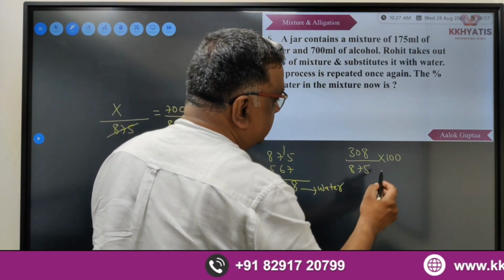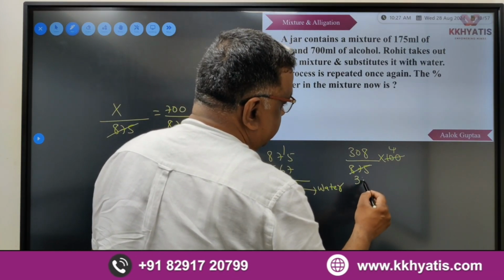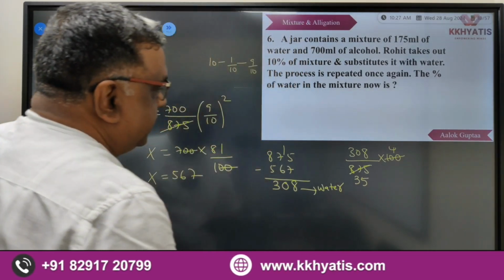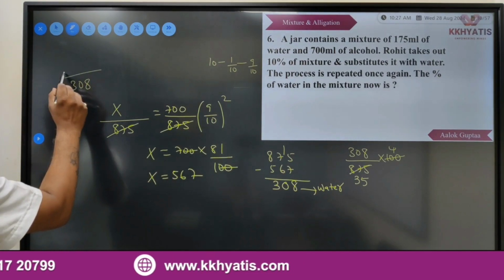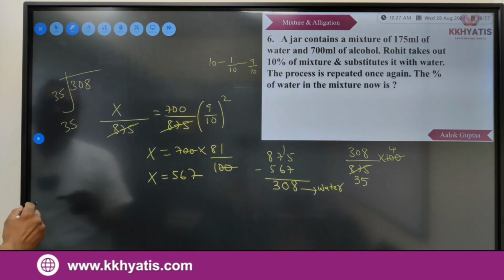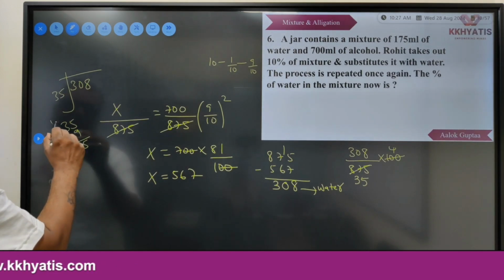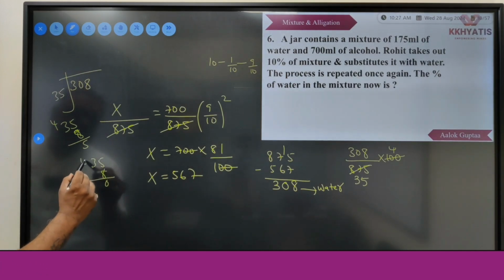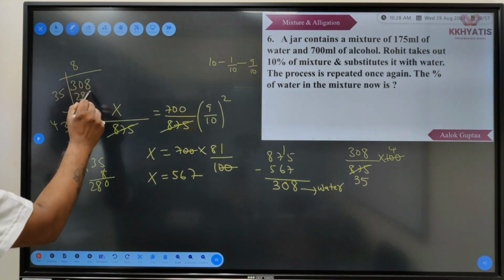Let's try to calculate this. 25 4s are 100... 25 3s are 75. So it will be again a lengthy calculation. So it will be 308 divided by 35. So 35, can I do 9? 9 5s are 45, 9 3s are 27. No, it will be 8. So 35 into 8, 40, 240, 280. So it will go 8 and it will be 280.